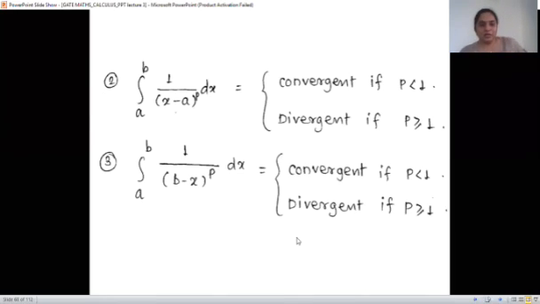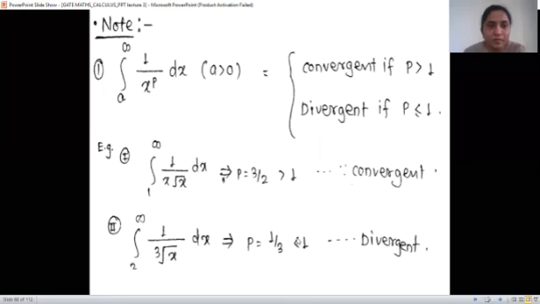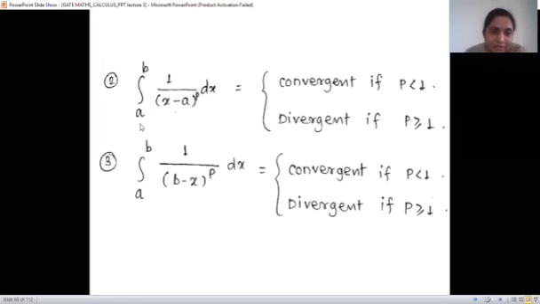Okay, these are definitions. Integration a to b of 1 upon x minus a raised to p dx is totally opposite now. Earlier, for 1 upon x raised to p from a to infinity, if p is greater than 1 it is convergent, and for p less than or equal to 1 it is divergent. In this case, if it is x minus a raised to p, where a is the lower limit, then it is convergent if p is less than 1 and divergent if p is greater than or equal to 1.